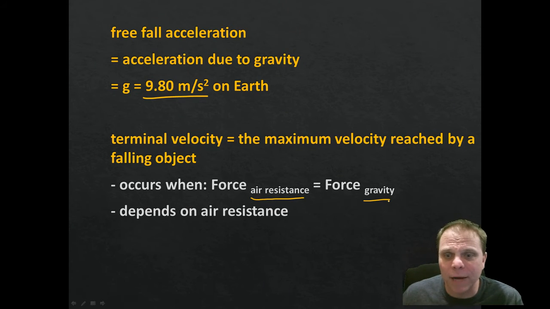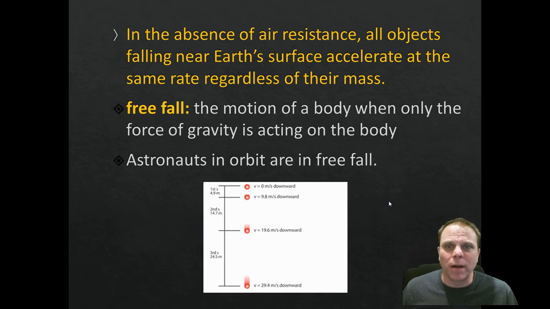So anyway, kind of interesting there. All right, so in the absence of air resistance, all objects falling near Earth's surface are going to accelerate at the same rate, regardless of their mass. And again, this is free fall, the motion of a body when only the force of gravity is acting on the body. So if we have no air resistance, then we can measure very clearly the actual effect of free fall.